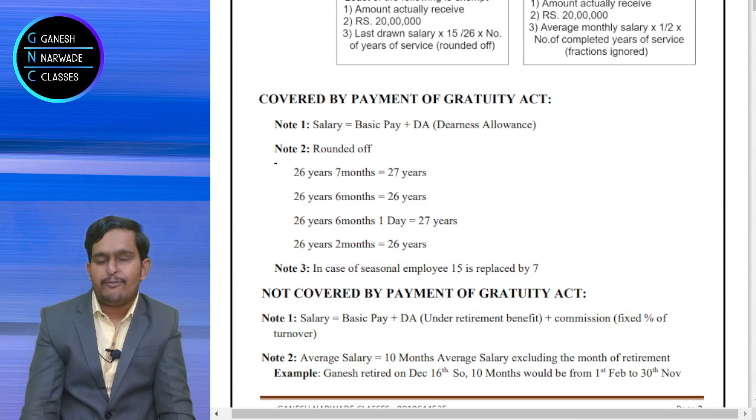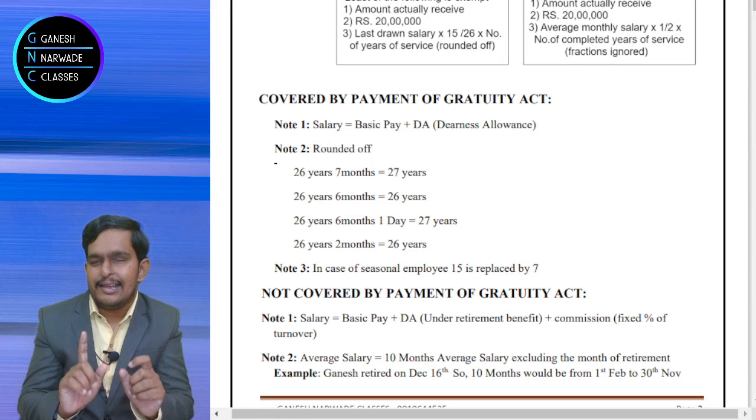So what will be the formula? Last drawn salary into 7 by 26 into completed years of service rounded off. This will be for seasonal employees. So for seasonal, 7 by 26. For others, 15 by 26. Okay. So covered by Gratuity Act, fully clear, yes or no?